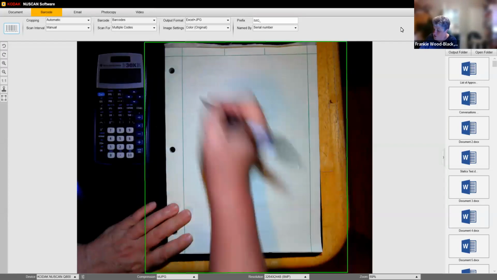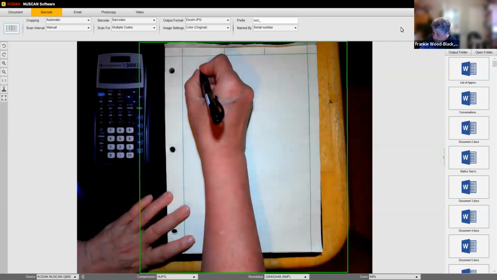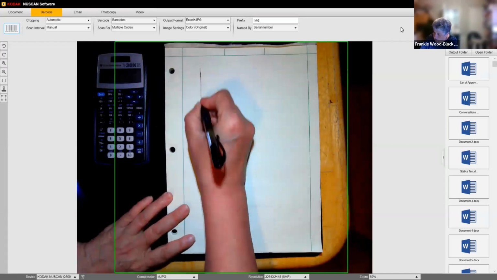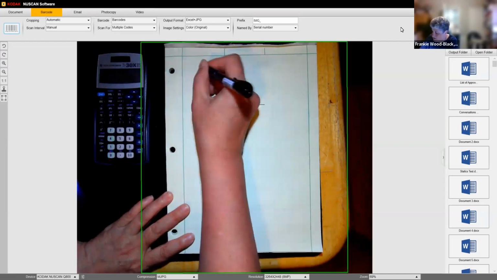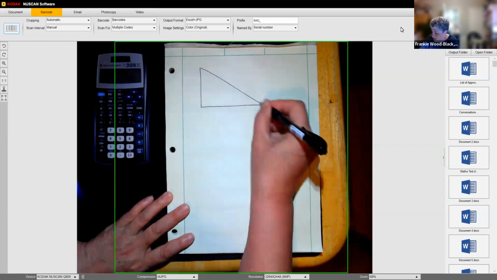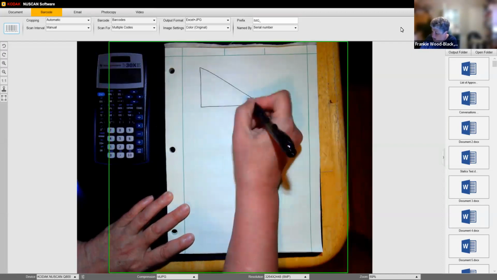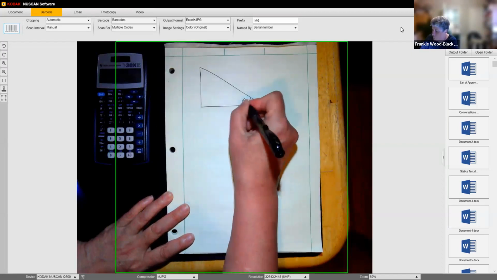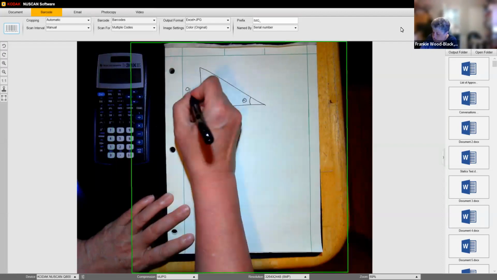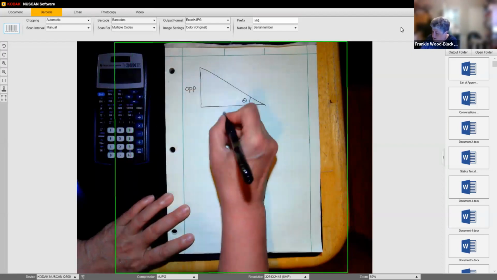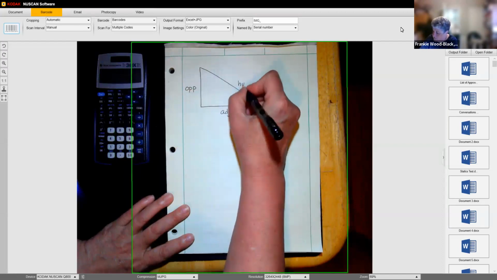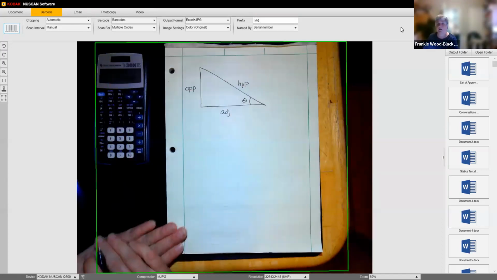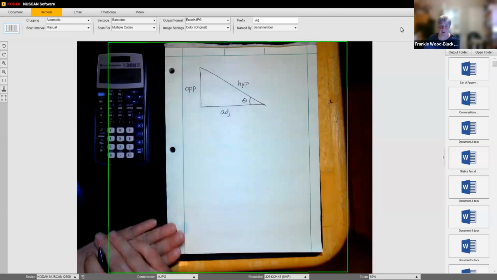Okay, so the first thing we want to look at is a right triangle. This is going to review our trigonometry. If I have an angle here, this will be the opposite side, this will be the adjacent side, and this is the hypotenuse. We're going to use this right triangle a lot.